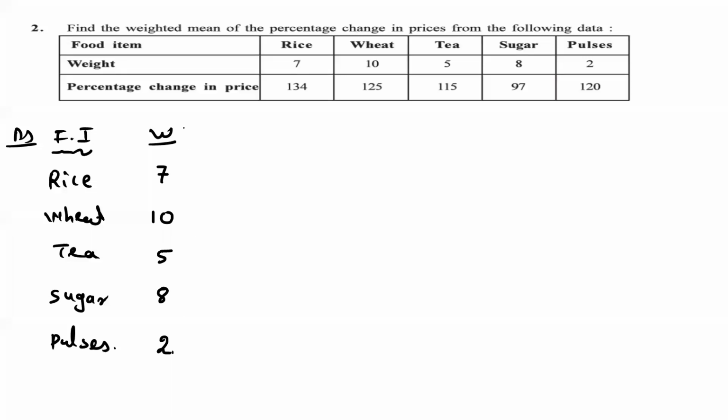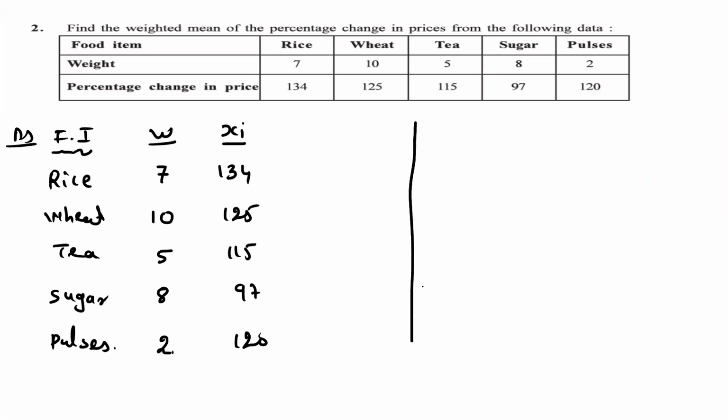Now comes the percentage change in price, that is known as XI. Now you can say the values to me. What is XI? 134, 125, 115, 97, 120. Now you have been given only these two values, so which formula will you apply here? The weight.